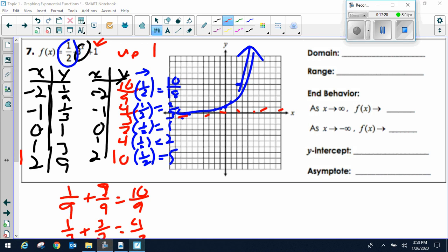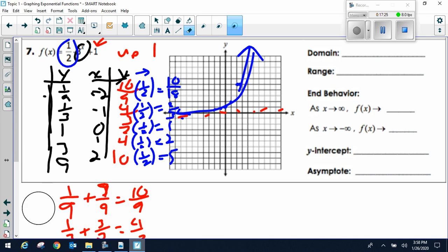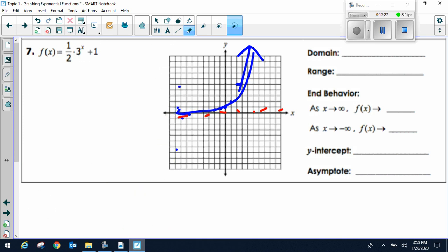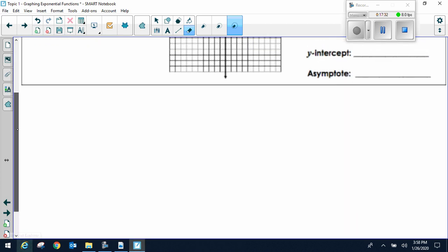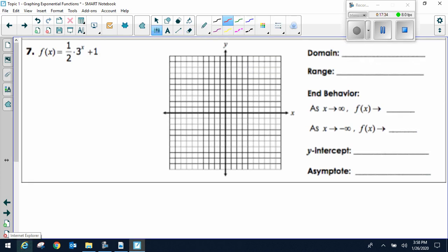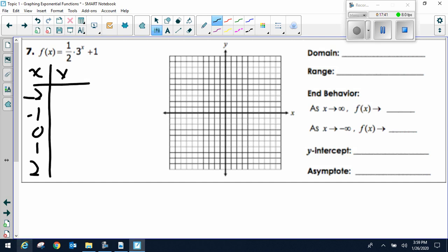I apologize, but I realized I made a mistake as I was working this problem out, so I'm going to have to redo it. I didn't make a mistake at this part. Your x, y should still be the same: -2, -1, 0, 1, and 2, 1/9, 1/3, 1, 3, and 9. But what I did make as a mistake is you should do the multiplying by 1/2 first.